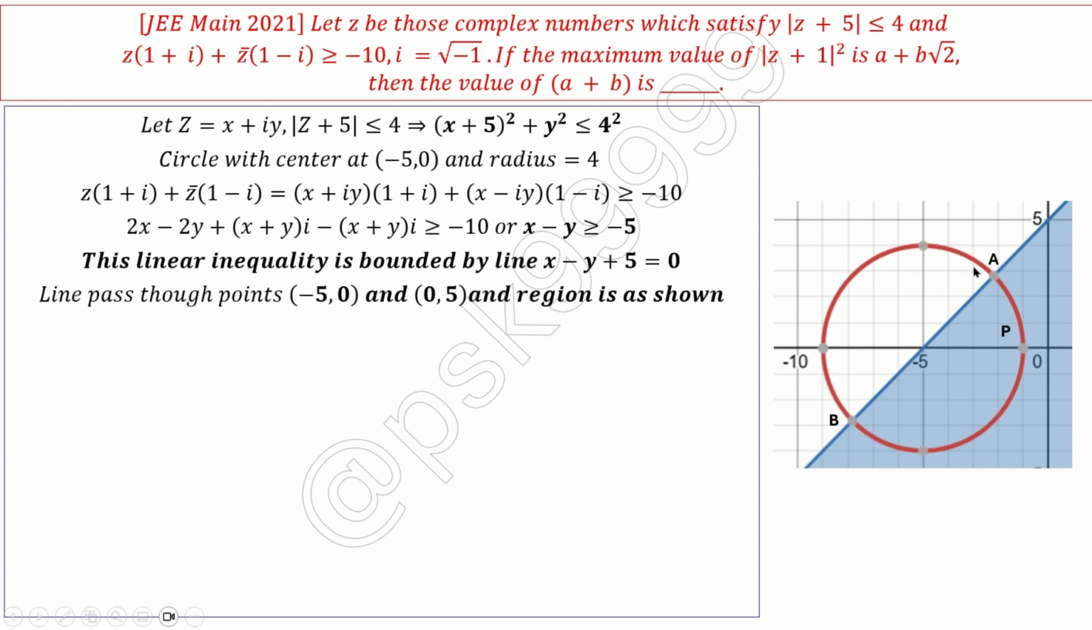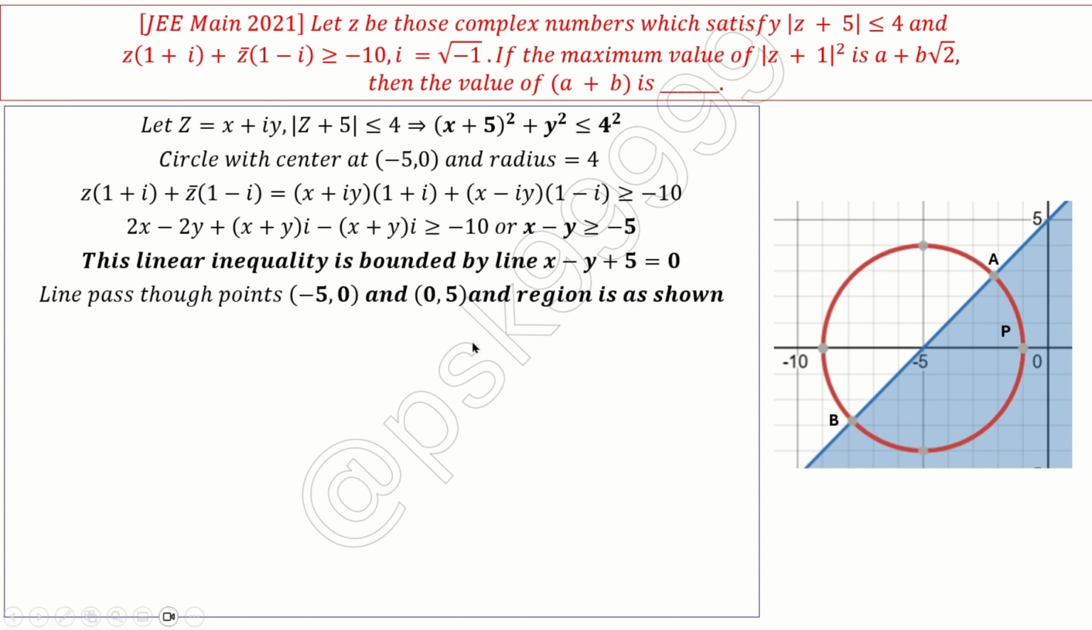Now this is the circle, and a line I am drawing here, which is x minus y plus 5. I know that it will go through 2 points, right? One is 0 comma 5, the other one is minus 5 comma 0, the center of this circle. So it is going through this one.